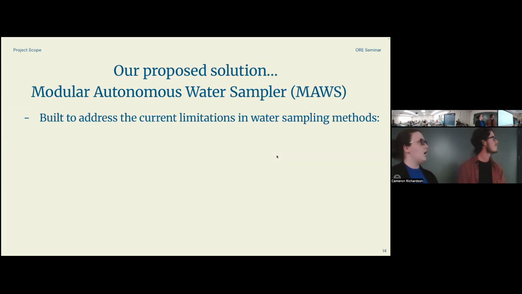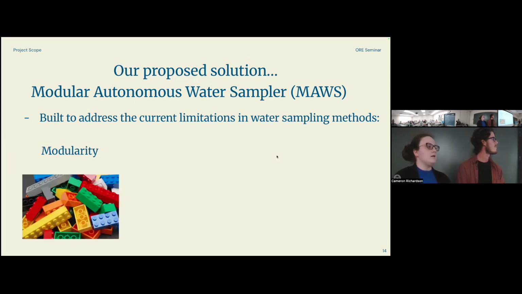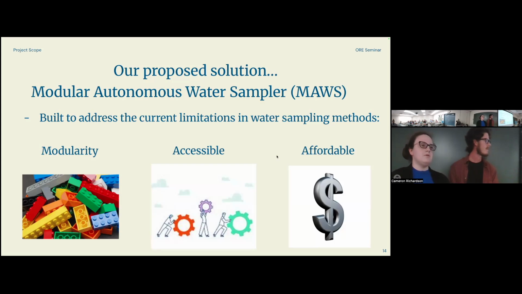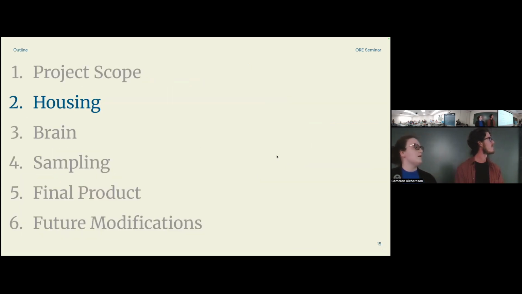Our proposed solution, the modular autonomous water sampler, is built to address the current limitations in water sampling methods. We designed it to be modular, meaning that one can just add more sampling units and subtract them as they need to. It'll be accessible, meaning that anyone could build it and anyone can use what we've made: a build guide and our code to add on what they want. And it'll be affordable, meaning that it's made of off-the-shelf parts.